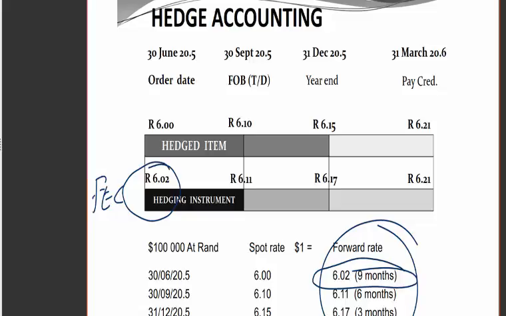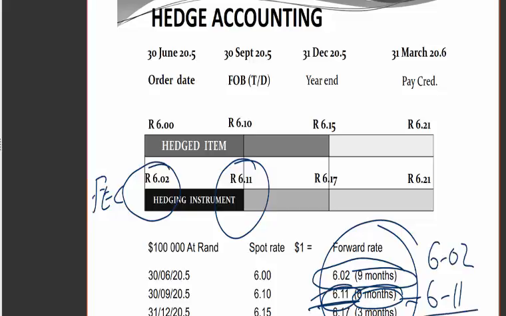But we want to value that FEC. And the only way we can value it is by comparing it with future FEC values. So on 30 September, we go to the bank and we ask them, what will a 6-month contract be worth? And they tell you the 6-month contract would be worth 611. You compare that to the 602, and it's a 9 cents difference. Times that by your $100,000, and you get 9,000 rand, which was the movement.